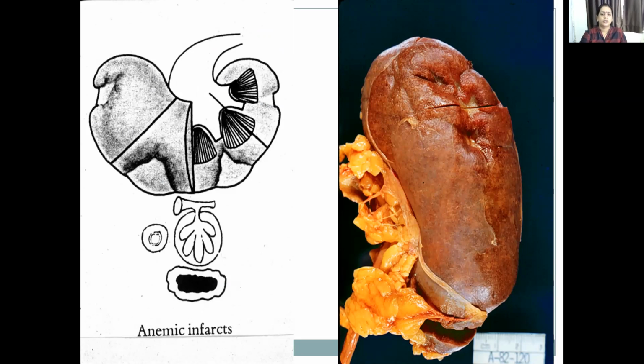This picture shows the hemisection wherein renal infarcts can occur. And here is the gross appearance of the renal tissue wherein the renal infarct, usually the pale white infarct, which is just cut here, can be seen.